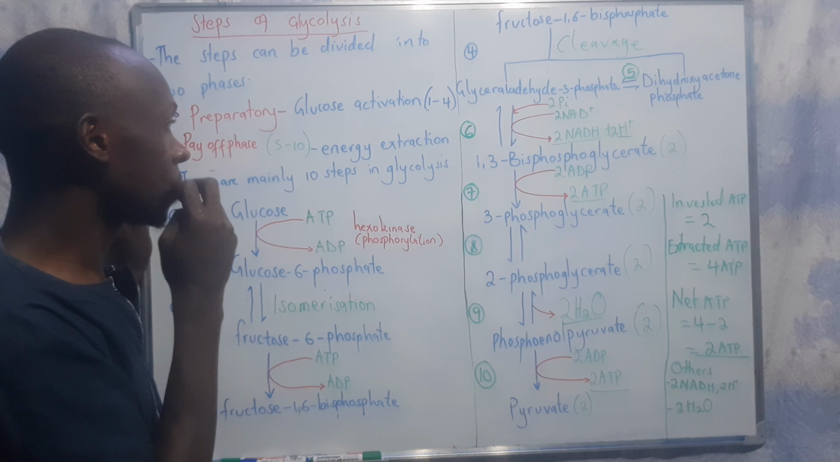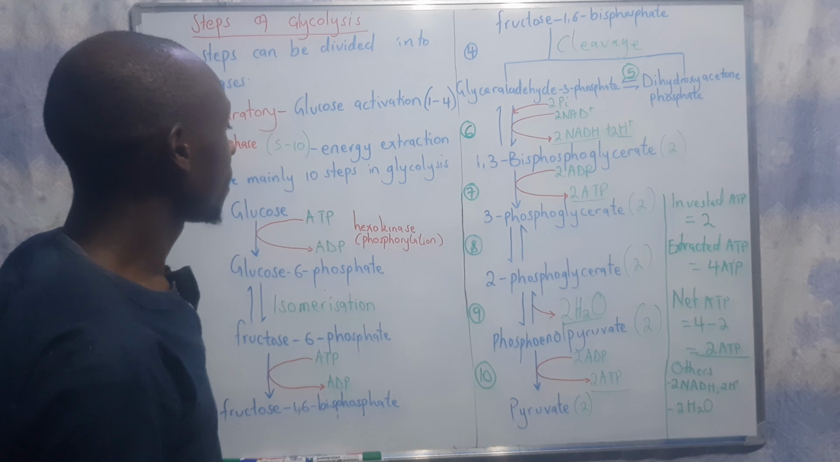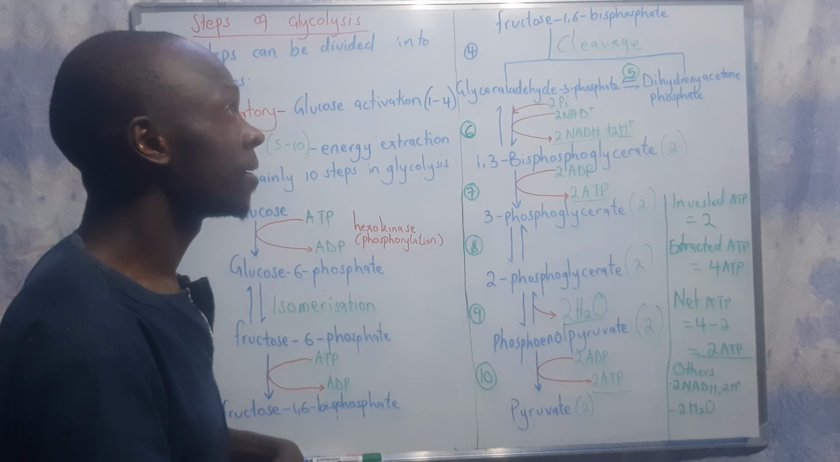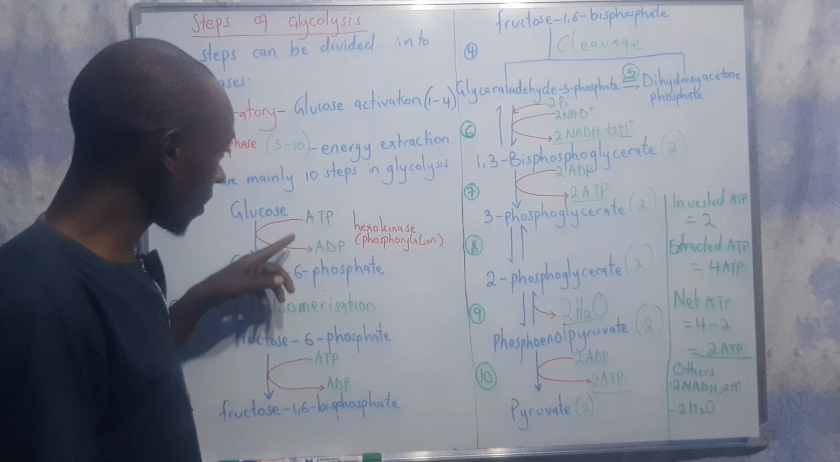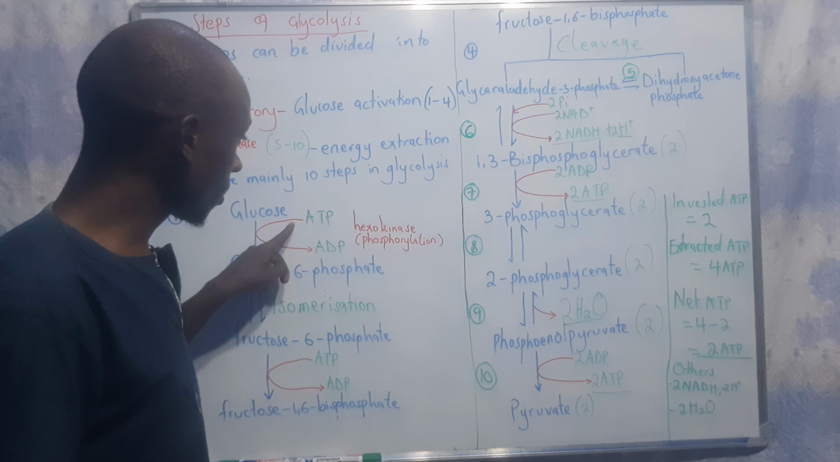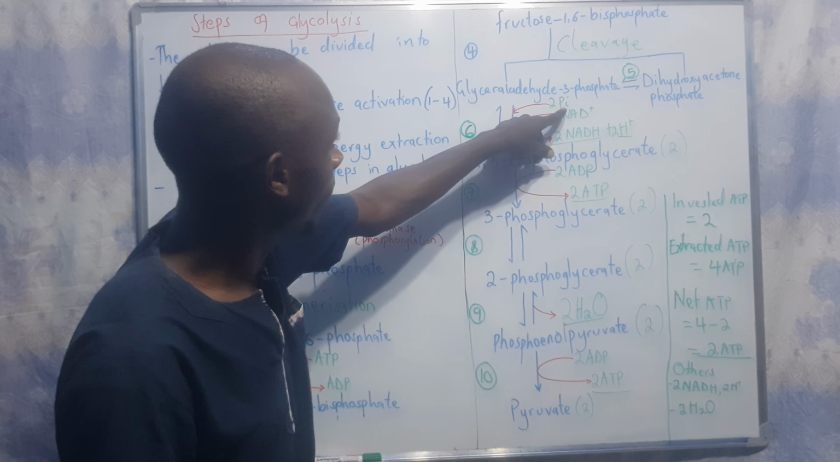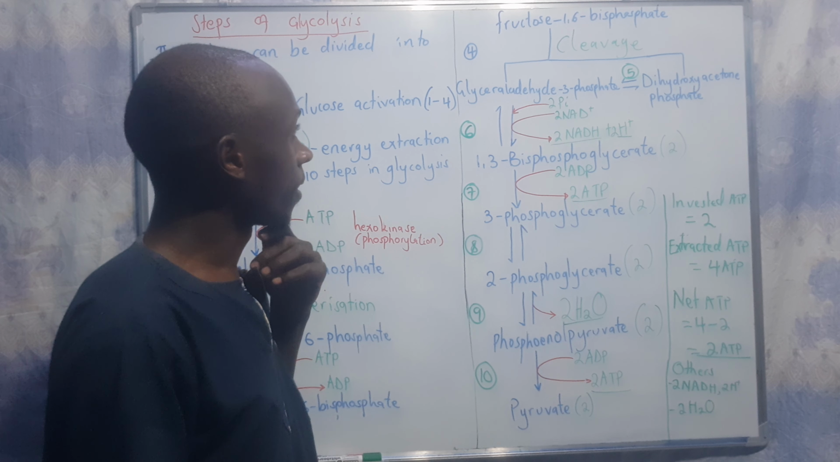Someone may wonder, why don't we use ATP? We don't use ATP because we need to conserve energy. We don't want to make this a process which is just giving us a loss in terms of energy. Already we have invested 2 ATP molecules, so we don't need to invest more. So we need an alternative where we can get the phosphate molecule, and that is the inorganic phosphate.